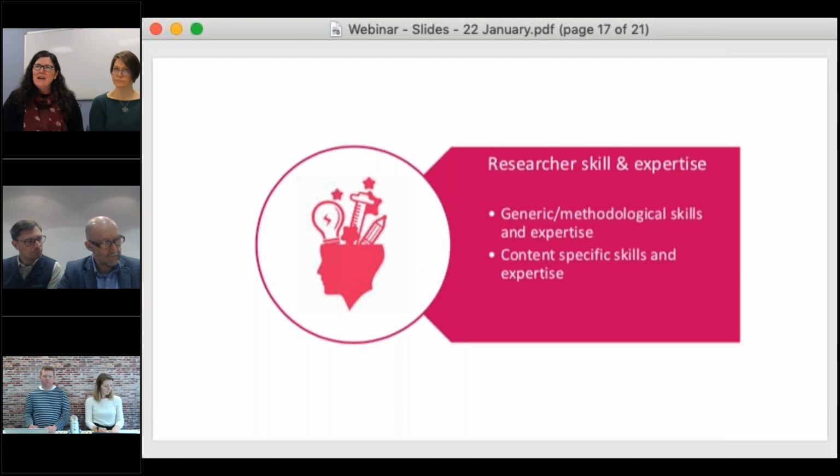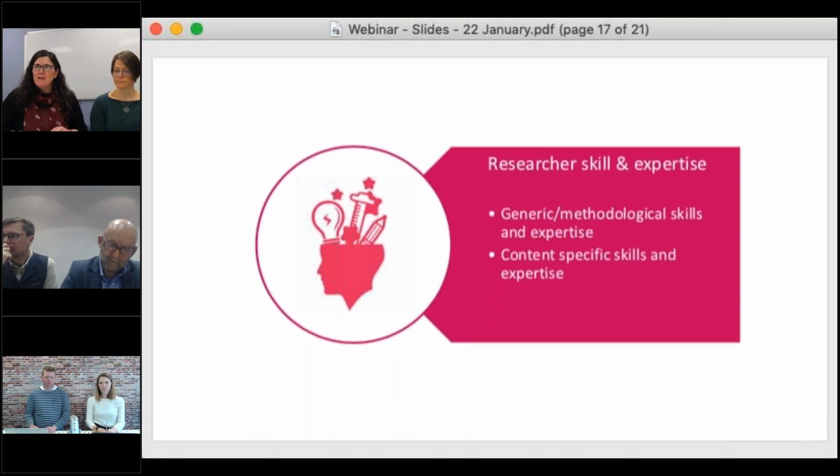Now, when designing a research initiative, it's important to think about the kinds of skills the researcher needs in order to conduct the work that we've just described. And specifically, do they need to bring generic or broad, overarching research skills, or is it really essential that they have specific content expertise to be able to make the initiative run?